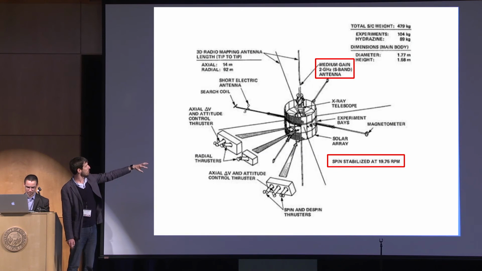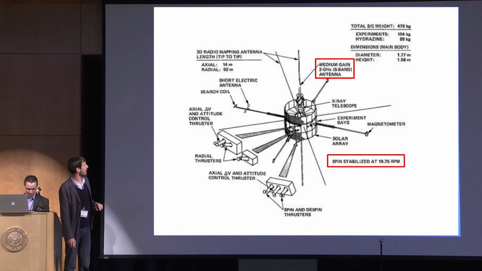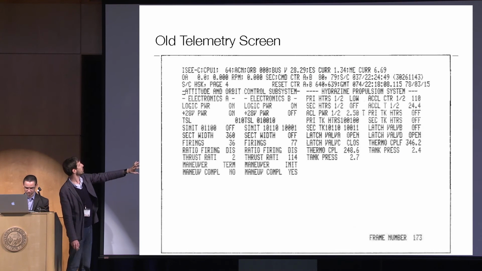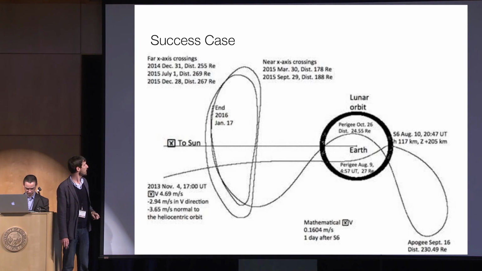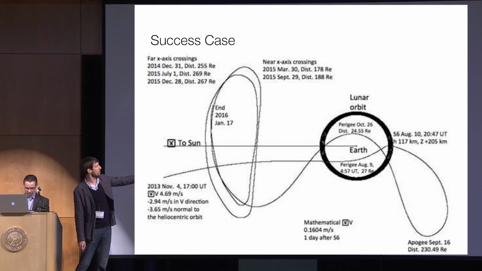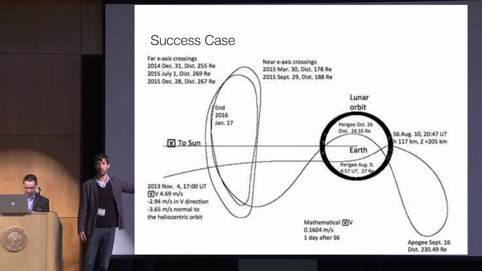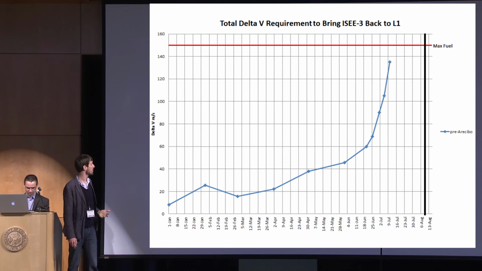It had a bunch of science instruments on board, plus a 2 gigahertz S-band radio and all sorts of thrusters. This was the old NASA telemetry screen. Some amateur radio astronomers discovered its signal as it was coming back to do its latest lunar flyby in 2014. So it was actually still on and active after all this time. The idea was to fire the thrusters and bring it back into orbit around the Earth after 30 years and open it up for citizen science.